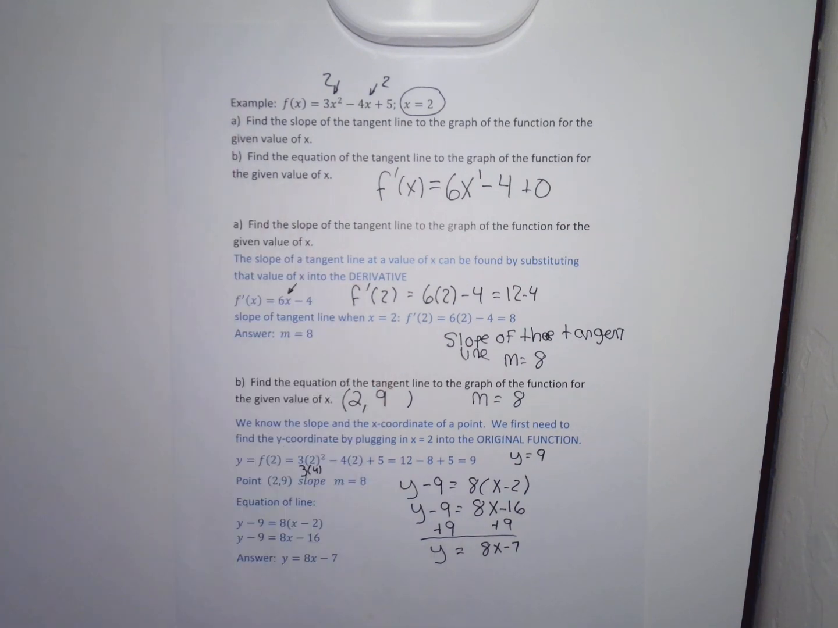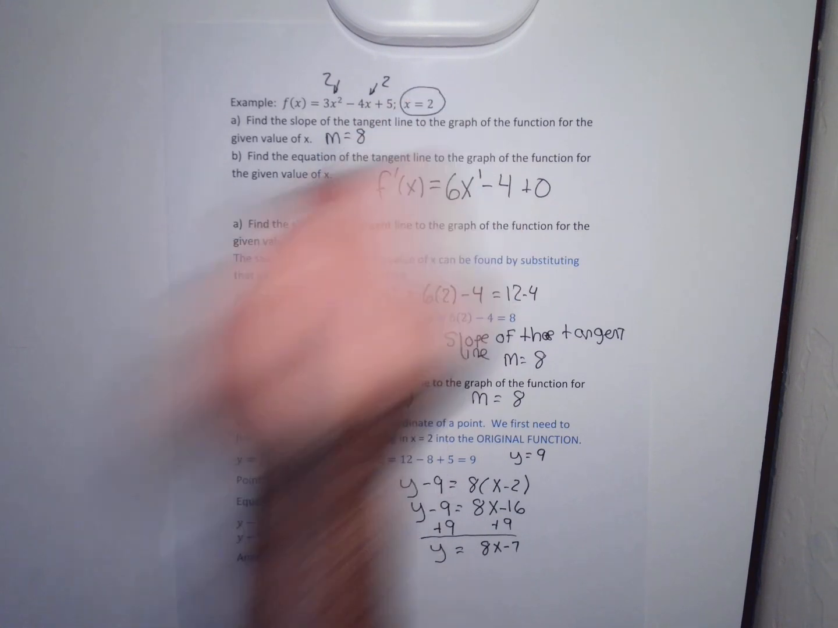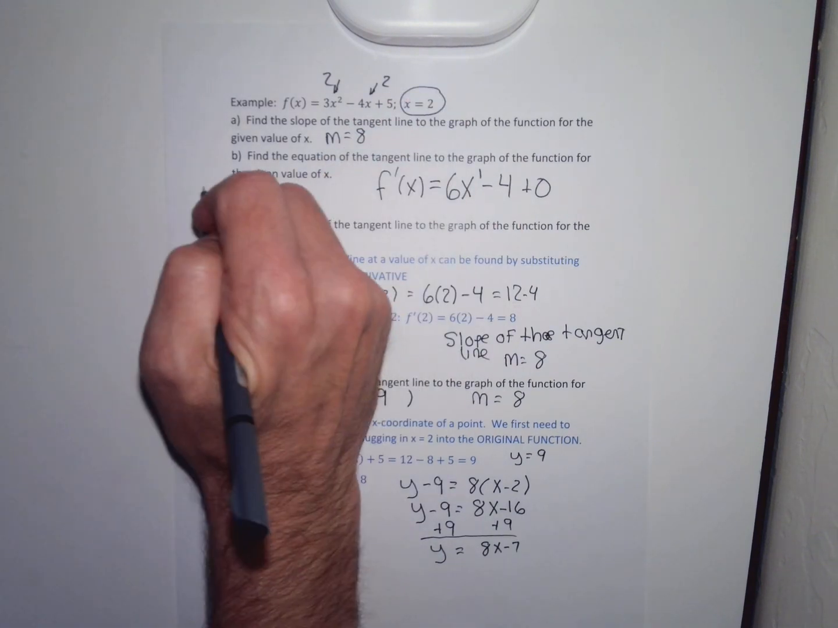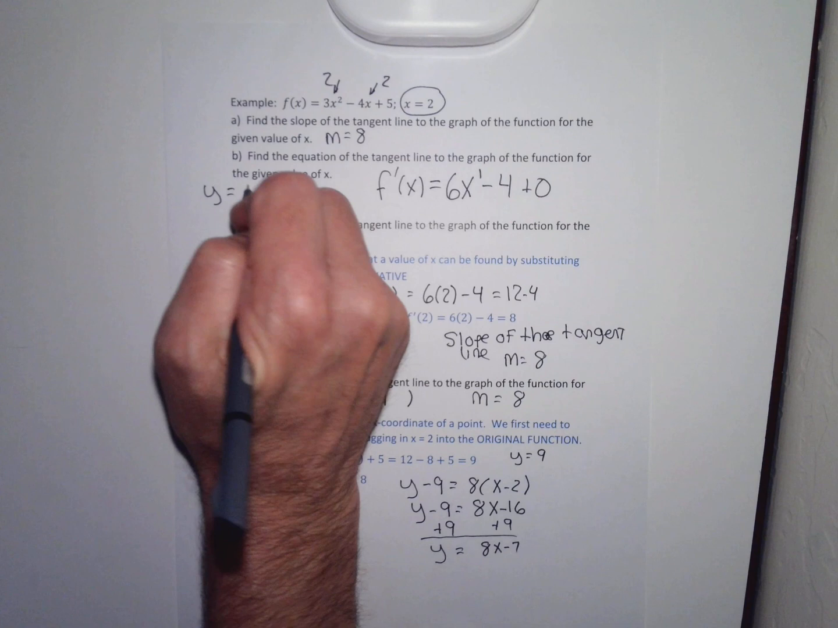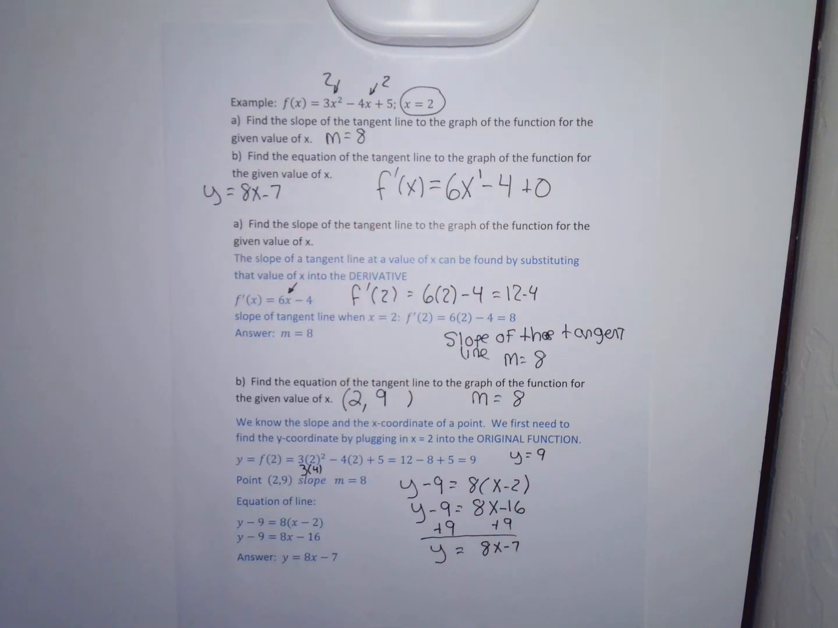So for part A, the slope of my tangent line is 8. For part B, the equation of the tangent line when x is equal to 2 is y equals 8x minus 7. In the last chapter, I showed a bunch of graphs of these tangent lines. It might have been nice to do that now, but I didn't ask for it, and it's not necessary to show it, so I won't show it here.